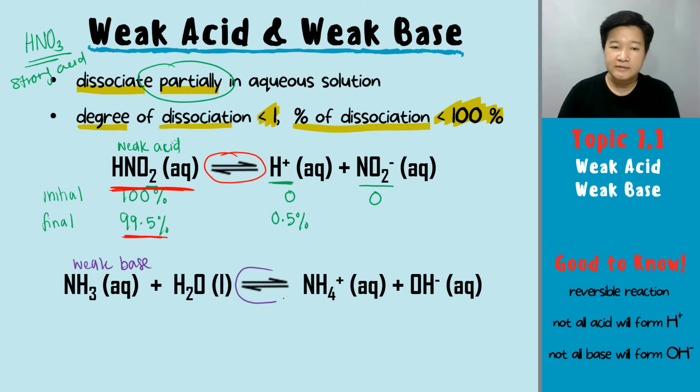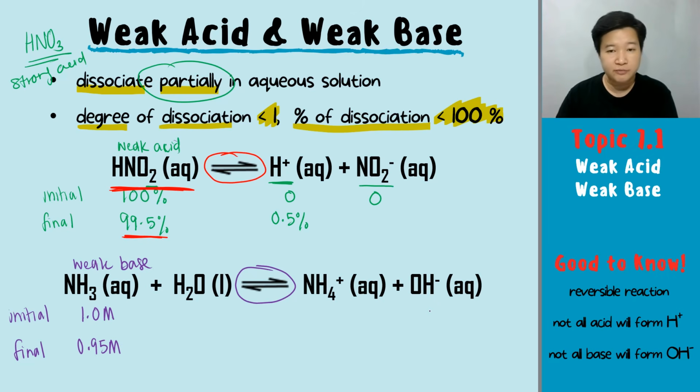Next, we have an example of a weak base here. And the same thing, you can see it is still reversible. Reversible means your initial amount will not finish. Let's say I start off with a 1 molar weak base. We know that at the end, you will still have maybe 0.95 molar. You will have your weak base remaining at the end of your experiment. It won't be converted 100% to OH-. So your OH- at the initial might be 0, and at the end of the experiment, your OH- could be only 0.05 molar.